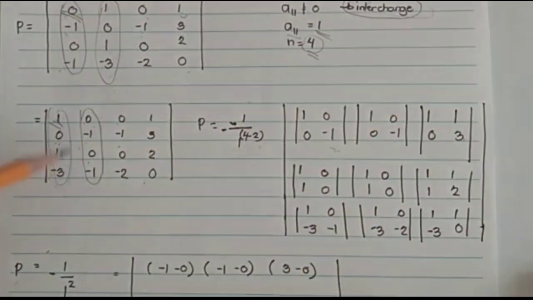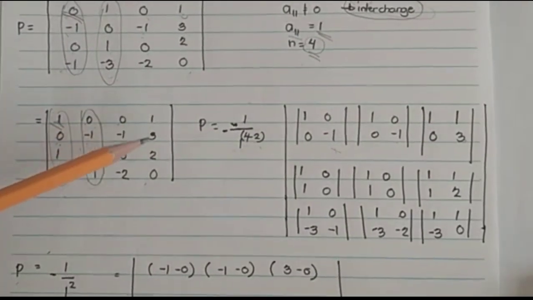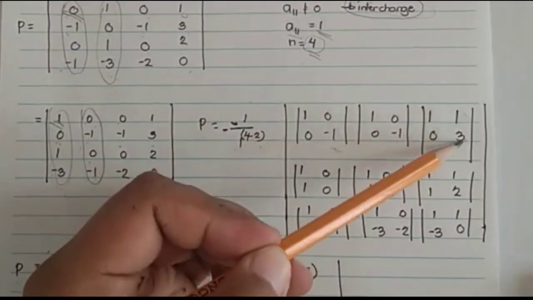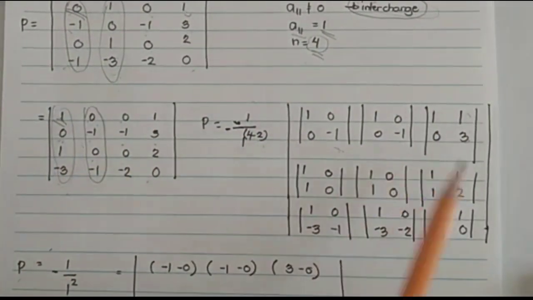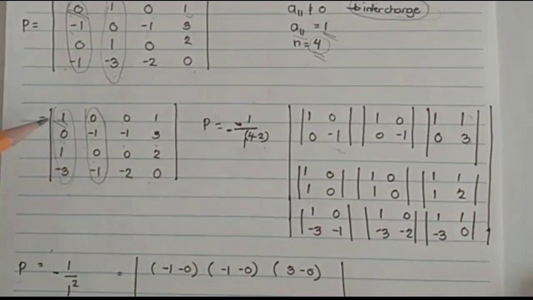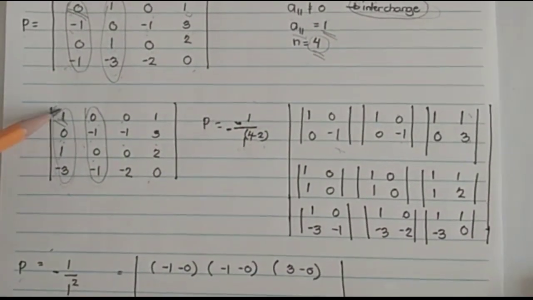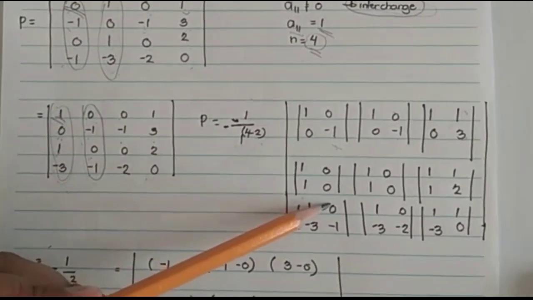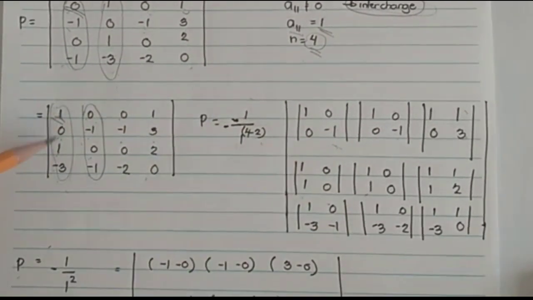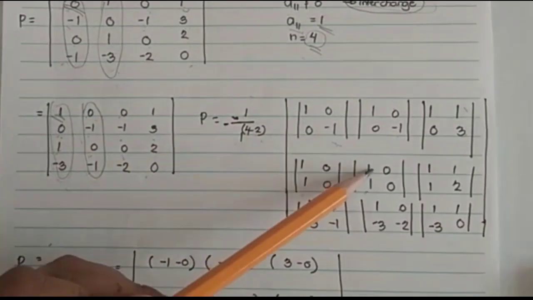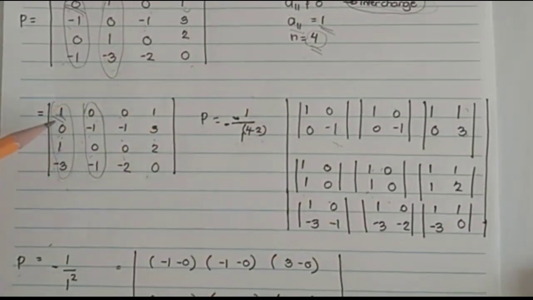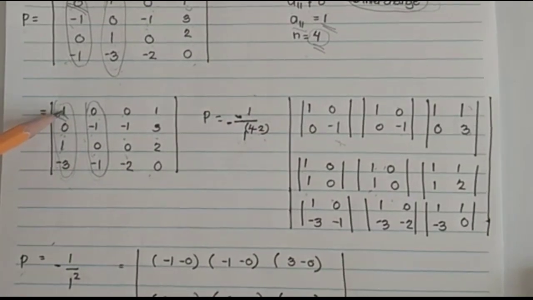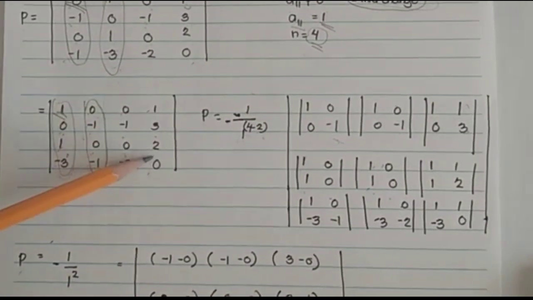And then the last row, 1, 0, 1, 3. Okay? And then next, we have the first and the third, 1, 1, 0, 0. Next group, 1, 1, 0, 0. Last group, 1, 1, 1, 2.